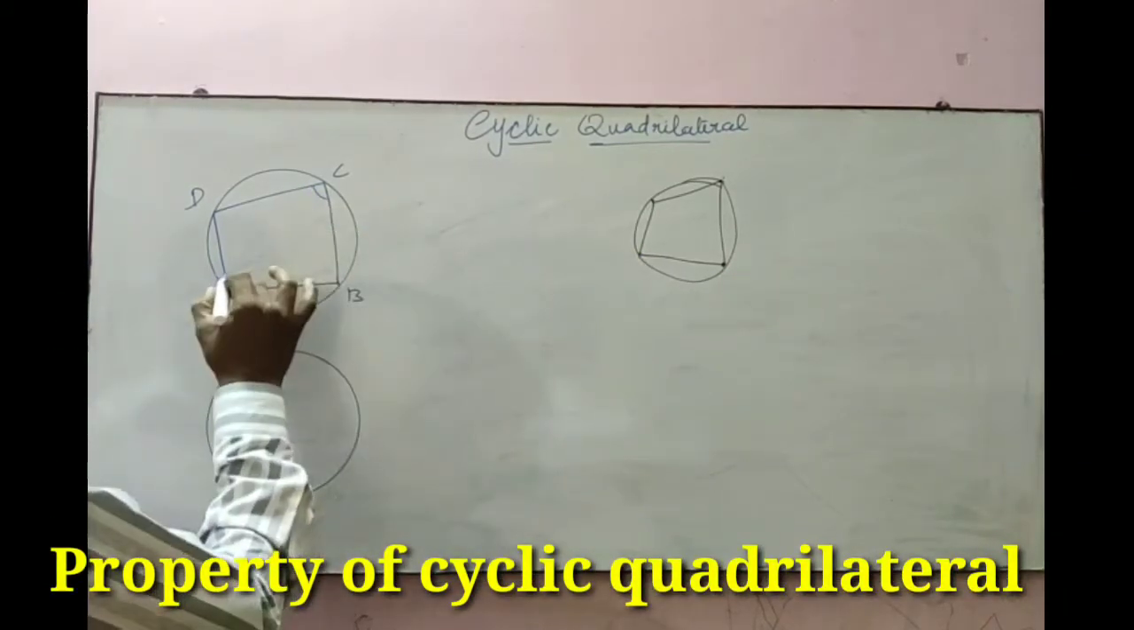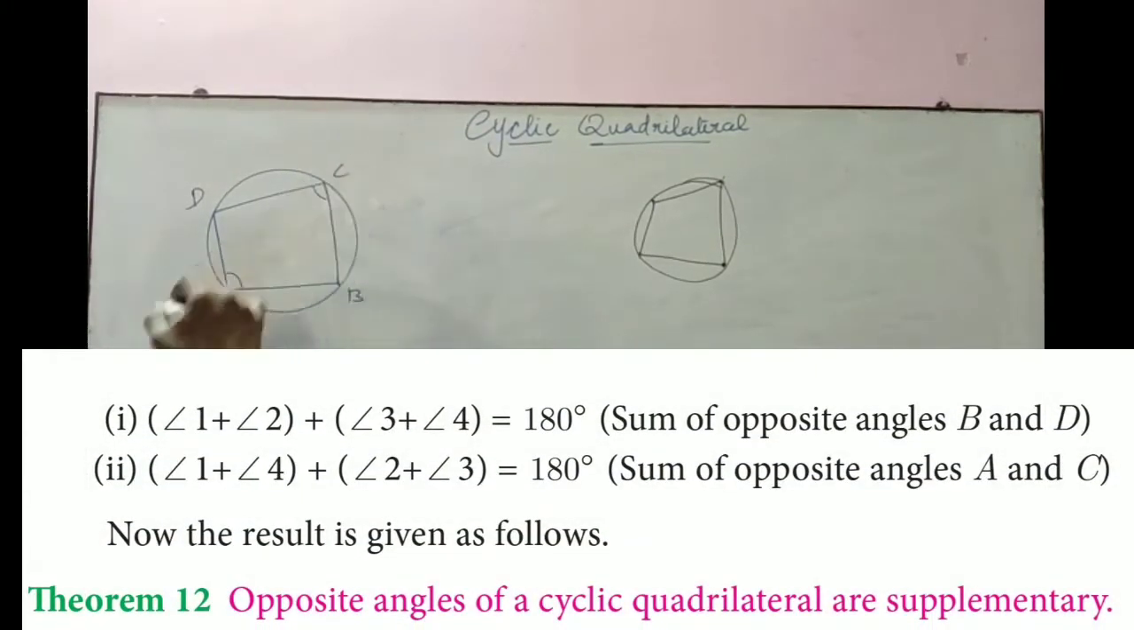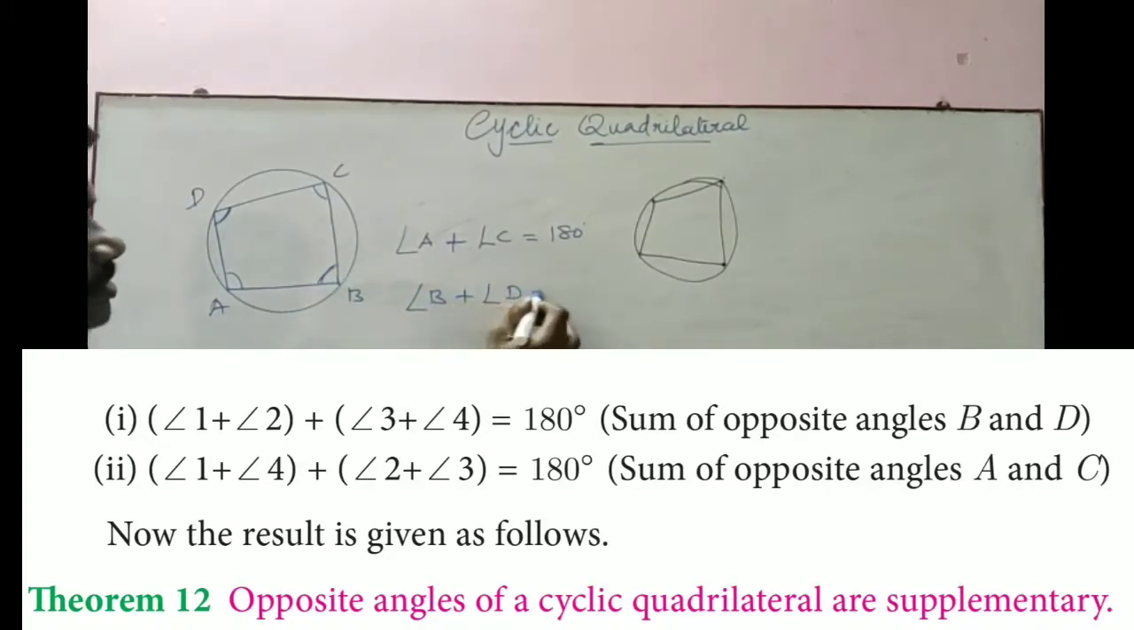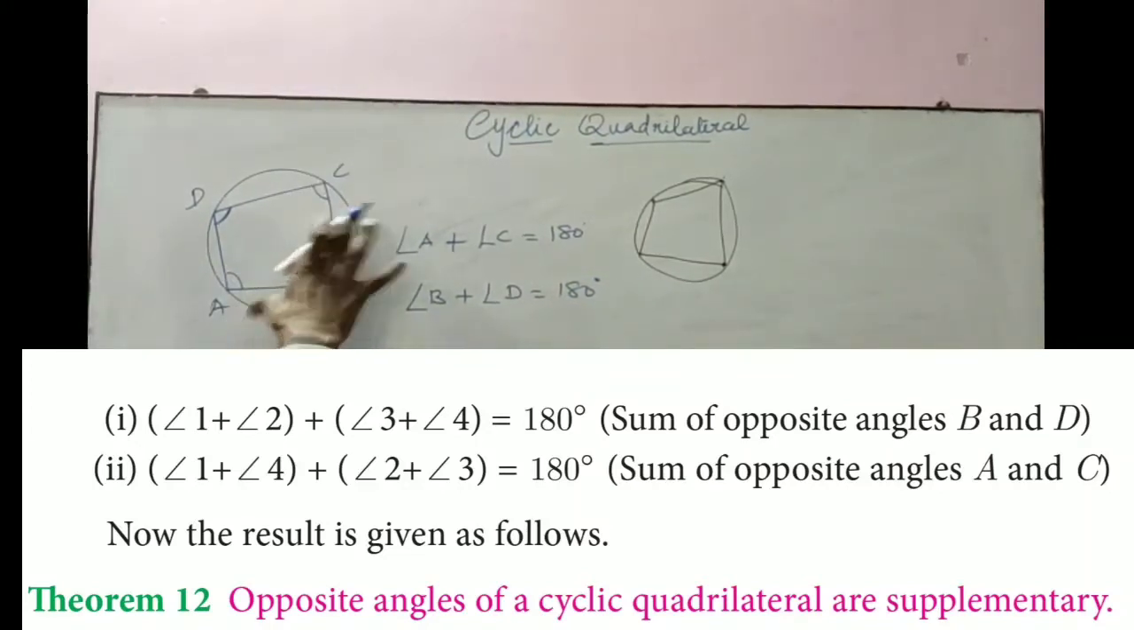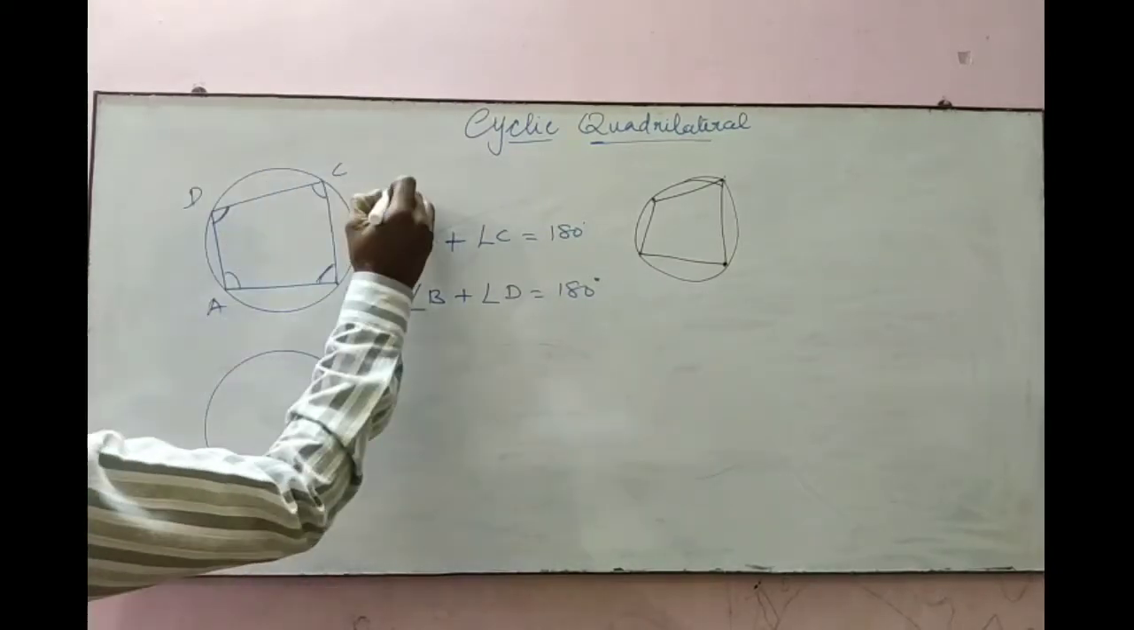In this, the opposite angles of the cyclic quadrilateral are supplementary. Here what are the opposite angles? Angle A plus angle C. Angle A and C are the opposite angles. The sum of the opposite angles is 180 degree, so that means supplementary. Like that, angle B plus angle D is also 180 degree. So in a cyclic quadrilateral, the sum of the opposite angles is 180 degree. So this is one important property.